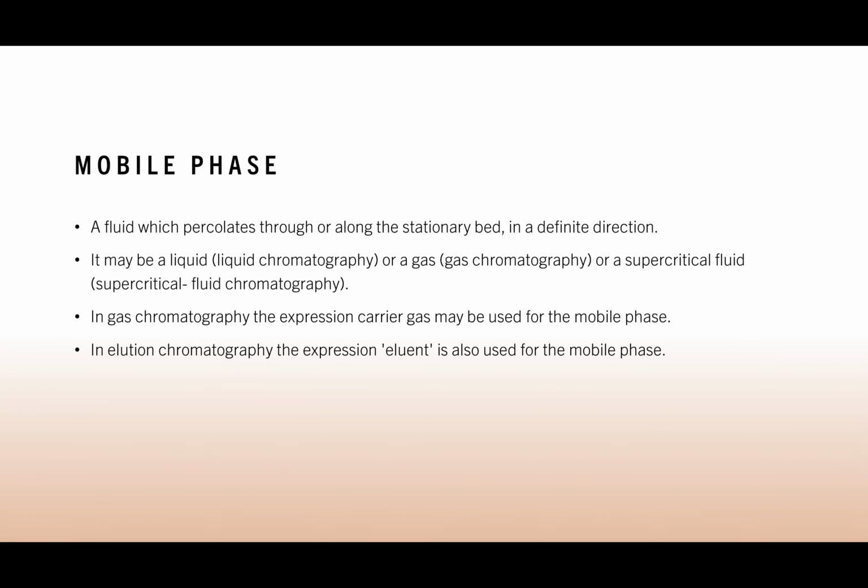In gas chromatography, the expression carrier gas may be used as the mobile phase. And in elution chromatography, the expression eluent is used as the mobile phase. So we can call it a mobile phase, but if we're talking about gas chromatography, we tend to call it the carrier gas. That is the same thing as mobile phase. And in elution chromatography, we call it an eluent.